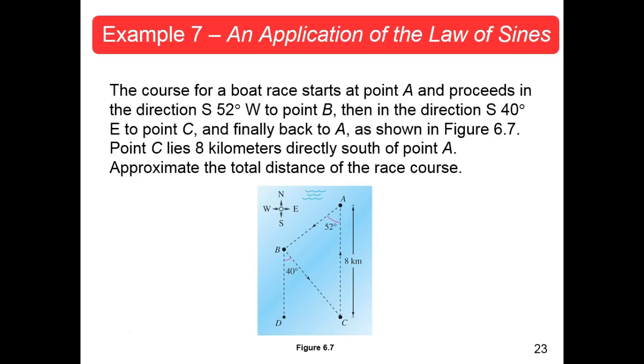Now let's go to an application problem, as if some of these weren't. Okay. Here's a course for a boat race. What a joy. It starts at point A, up there at the top. It proceeds in a direction, remember how we did directions? South 52 degrees west. And that shows us exactly that. You're starting at A and you're heading off in the direction of south 52 degrees toward the west. So that would be very nicely put there. Okay?